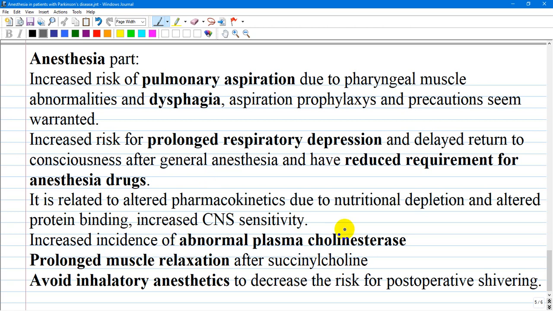There is increasing incidence of abnormal plasma cholinesterase variants amongst patients with Huntington disease, and some cases have been reported with prolonged muscle relaxation following administration of succinylcholine. There are also reports of clinically significant generalized tonic muscle spasm related to shivering during emergence from anesthesia, especially in patients with Huntington disease, suggesting maintenance of perioperative normothermia is especially important in these patients. Some of the authors even recommend avoiding inhalational anesthetics to decrease the risk of so-called postoperative shivering.